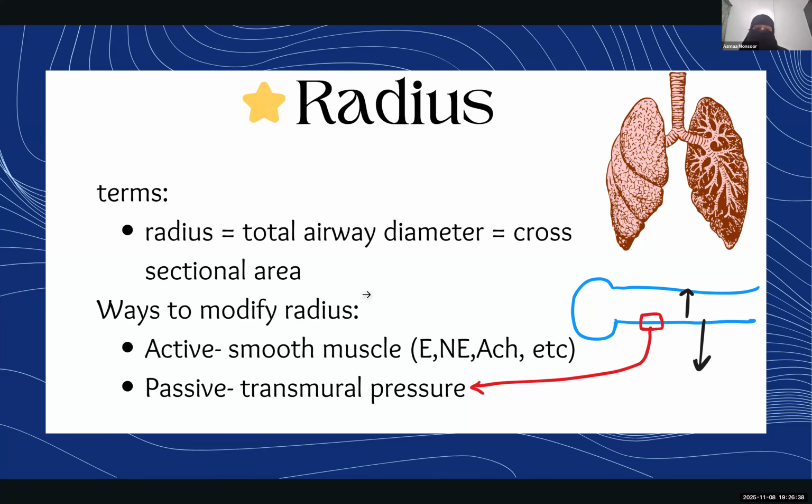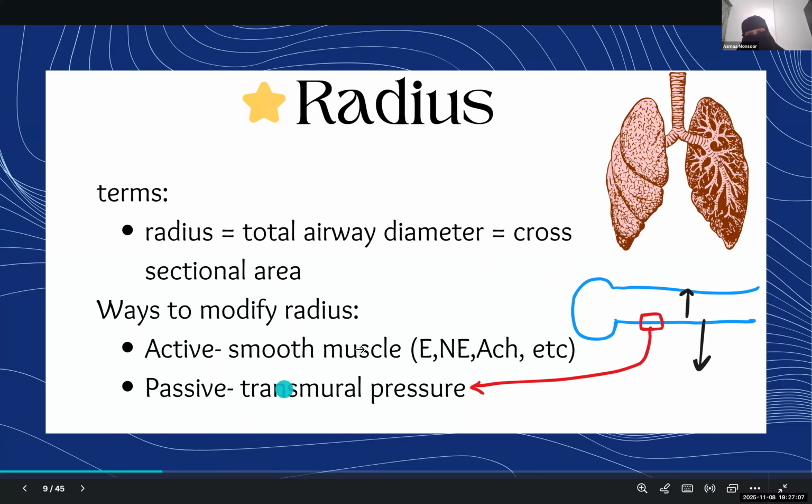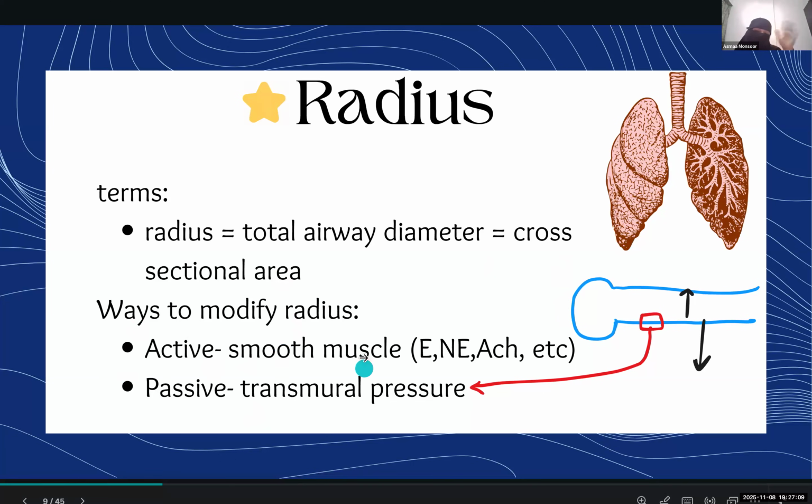Now we talked about how to modify the radius. This much time I was talking about how the nerves and the chemical substances will either make the smooth muscles in the bronchi contract or relax, all right? How do they contract? They contract by using ATP. So it's called an active process. So to modify the radius or the total diameter of the bronchi, you have two methods. One is the active method, and this active method is by contracting or relaxing the smooth muscle by epinephrine, norepinephrine, or the sympathetic parasympathetic system, all right?